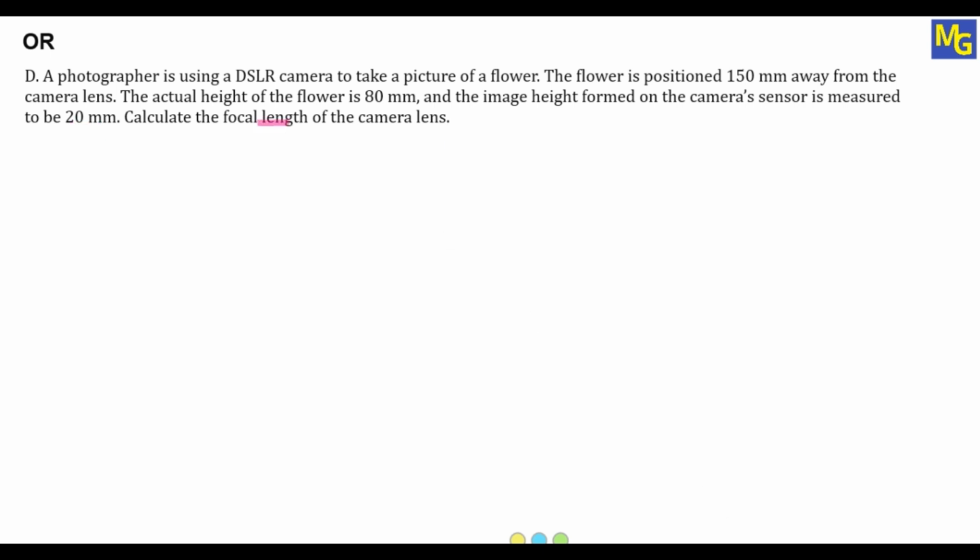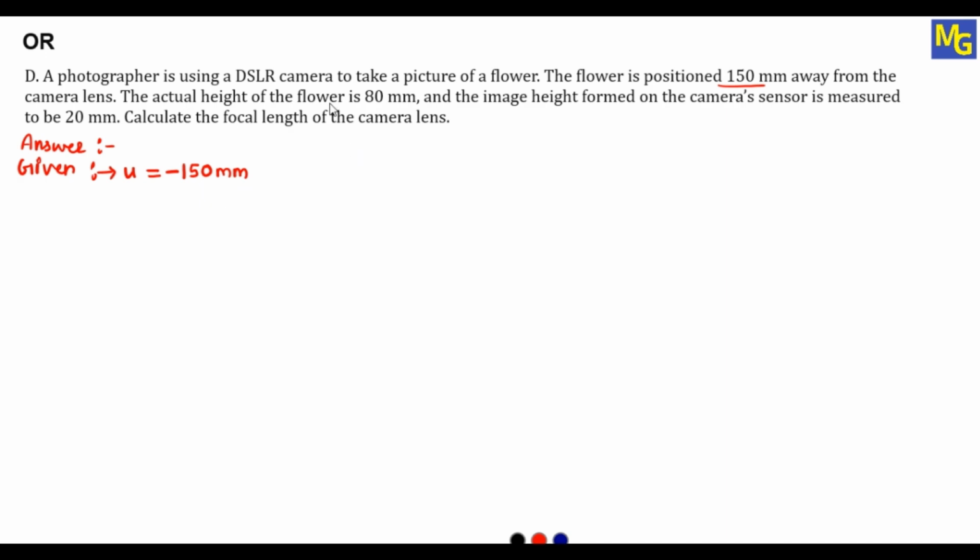So we have to calculate the focal length of the camera. First, as I told, we will write what all is given and then we will think which formula we can use to find the focal length. So here I'll write given, and what all is given. You can see in the question we have the flower position. So we have an object distance. Object distance is denoted by the letter small u. So I took small u and the object will always be placed on the left hand side. Therefore, this value we should take as minus 150 mm. Remember, on the left side all the values should be negative. So I took minus 150 mm.